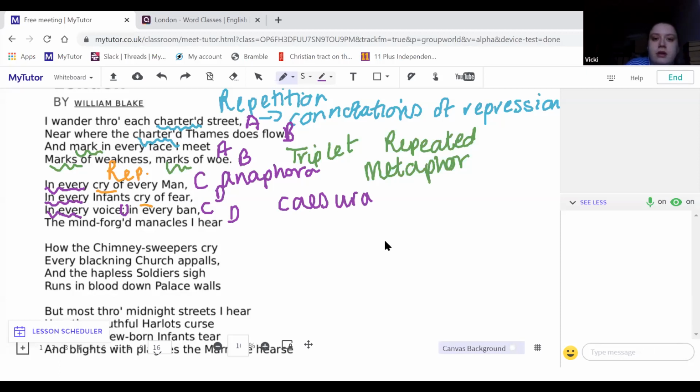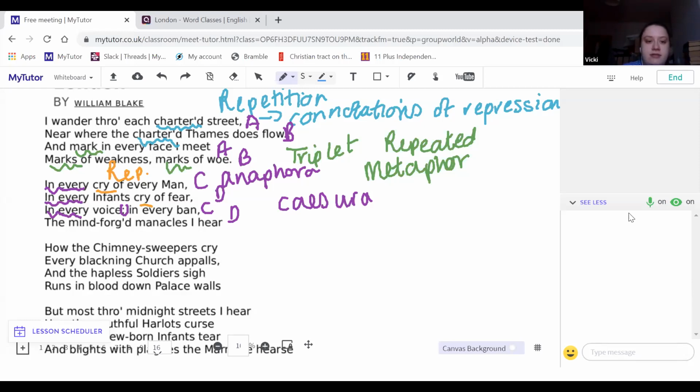Right, so who are we talking about here? So in every cry of every man, in every infant's cry of fear, in every voice, every ban. What do you think the political point is he's trying to get across? Right, so anaphora is a repetition of two words, not necessarily at the start of lines, but repetitions of a phrase essentially, which goes on. Yep, so metaphor on line 4, absolutely.